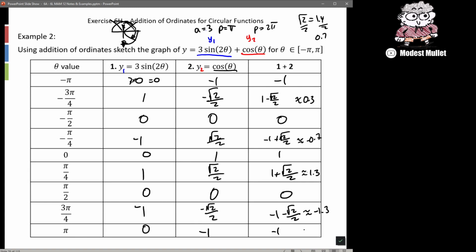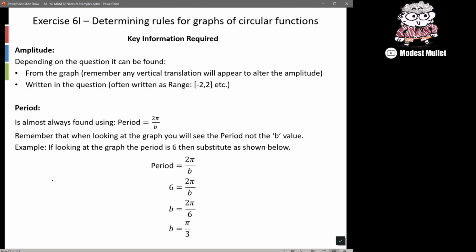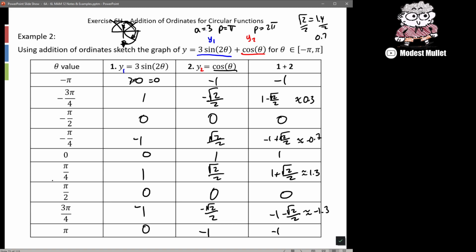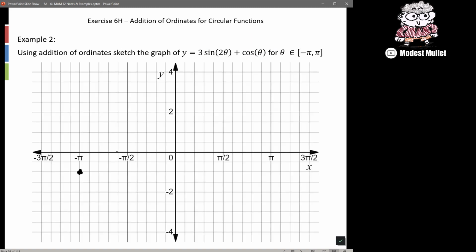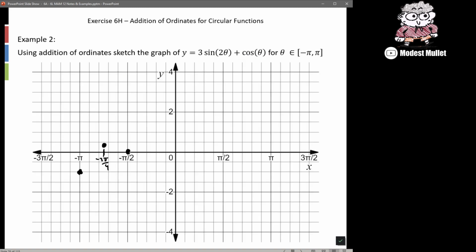Now that we have all those, we can plot them. Negative pi is negative 1. Negative 3 pi on 4 is about 0.3. And again, this grid is not nicely divided like in the previous video. So negative 3 pi on 4 is halfway between those two. 0.3, yeah, there. Negative pi on 2, we got 0. Negative pi on 4, we got negative 0.7, out there.